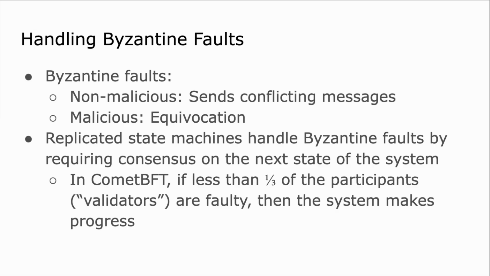Replicated state machines handle these Byzantine faults by requiring agreement, i.e. consensus, on the ordered sequence of transactions. So each replica executes all transactions deterministically, starting from the same initial state and in the same order, ensuring that they all compute the same next state. In CometBFT, if less than 1/3 of the participants, the validators, are faulty, then the system is able to make progress. So we basically ignore folks that are doing Byzantine faults.